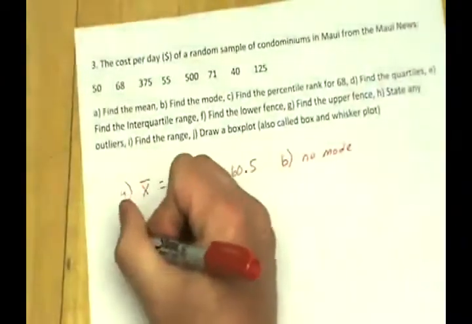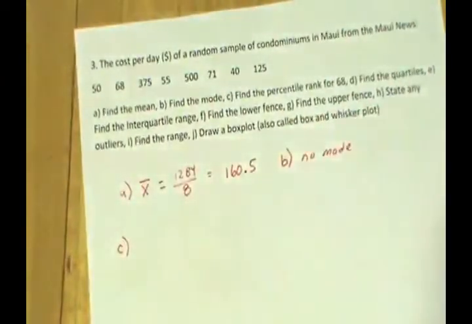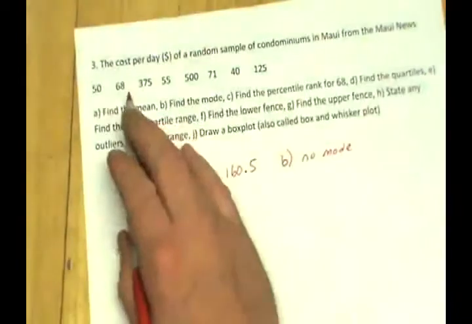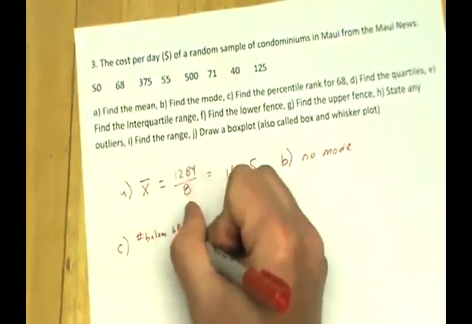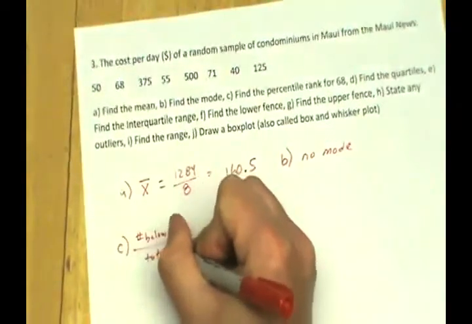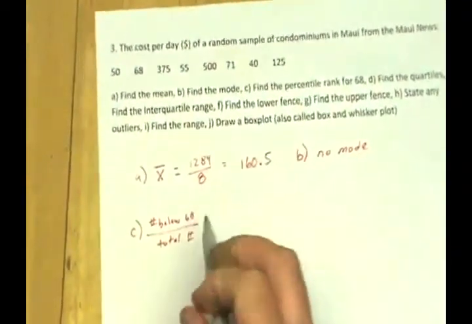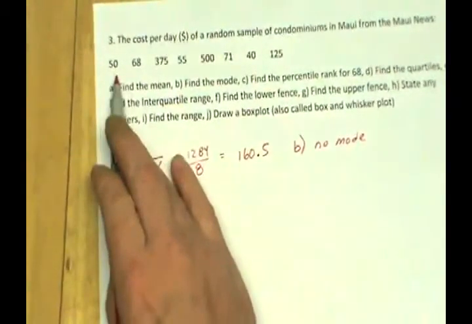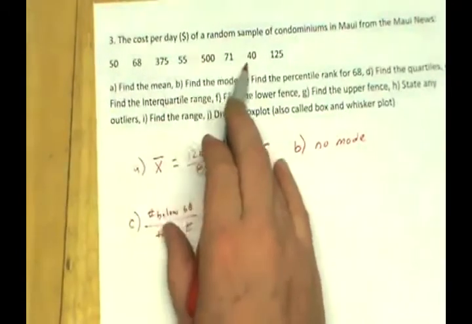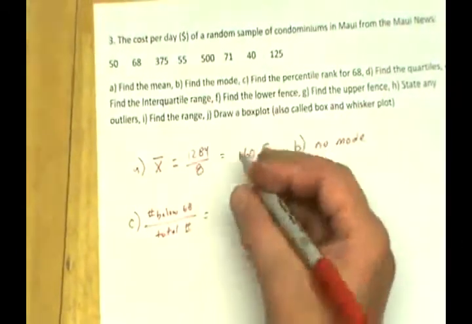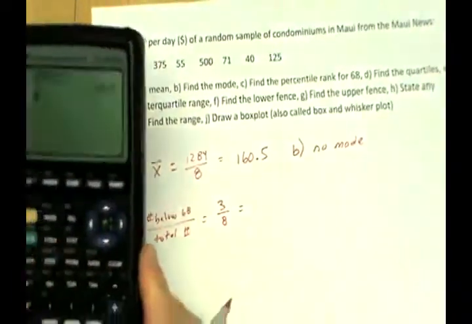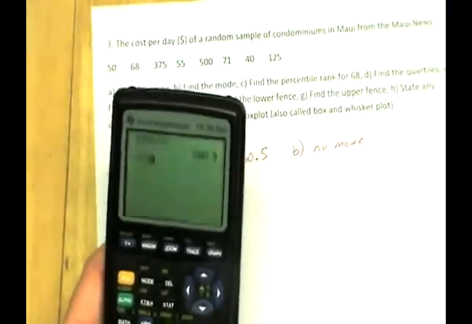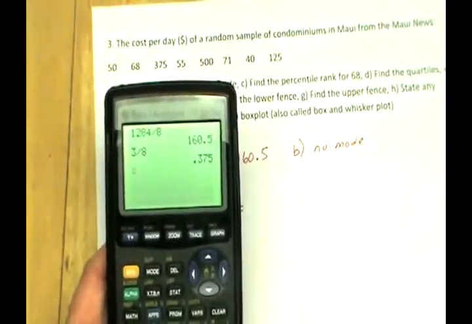C asks for the percentile rank for the 68. So for this one, we're going to say number below 68. How many number of data below 68? Total number of data. So how much data is below 68? 50 is definitely below 68. 55, that's 2. And 40 would be 3. So 3 divided by the total of 8. And when our calculators say 3 divided by 8, there we go, 0.375.